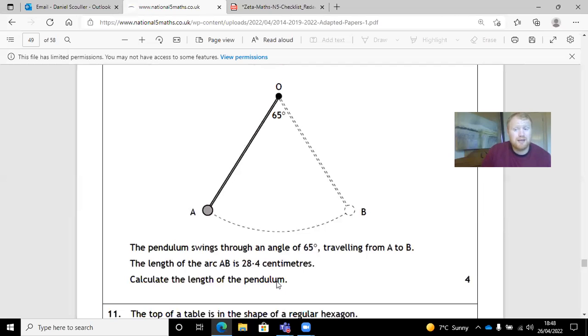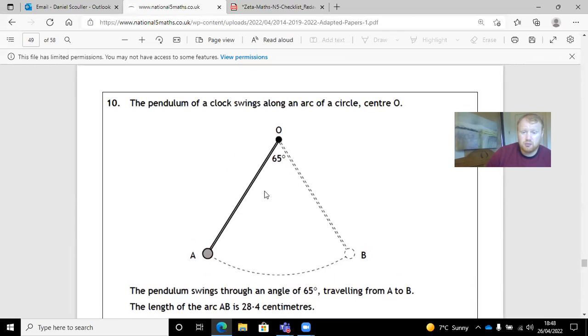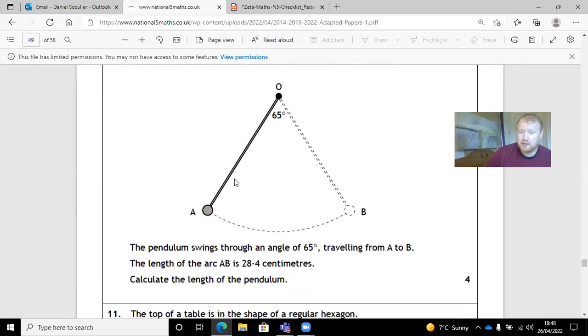So essentially what you need to do is work out the diameter, and then from that you need to work out the radius. Okay, so if you imagine that pendulum went all the way around, it creates a circle. So that O to A would be the centre of that circle. So there you go. The pendulum of a clock swings along an arc of a circle. So that would complete a full circle. Okay, centre O. So O to A is the radius. You're able to find out the diameter with the information given.